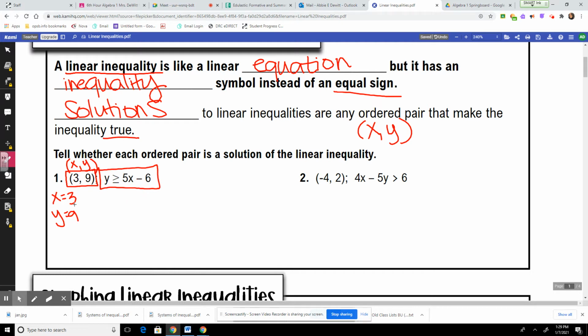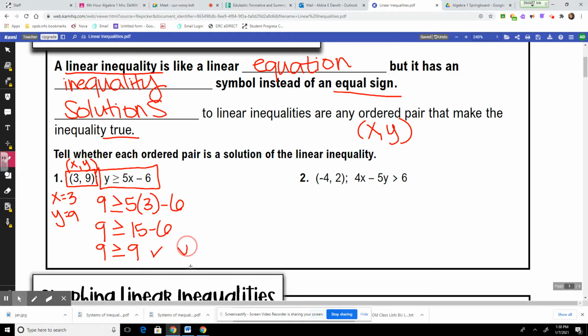A true statement. I'm going to substitute in 3 for x, 9 for y into this inequality. So 9 for y is greater than or equal to 5 times x, where x is 3, minus 6. 9 is greater than or equal to 15 minus 6. 9 is greater than or equal to 9. Is that a true statement? I cannot simplify this any further, so I'm going to stop. 9 is greater than or equal to 9. Yes, that is a true statement because 9 is equal to 9.